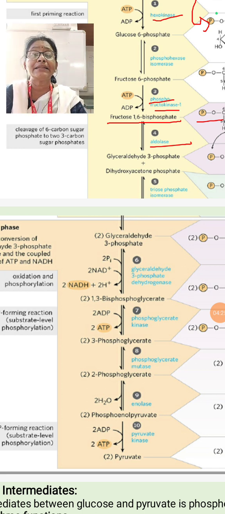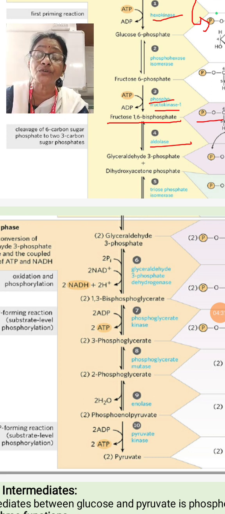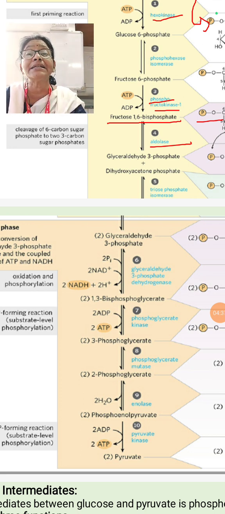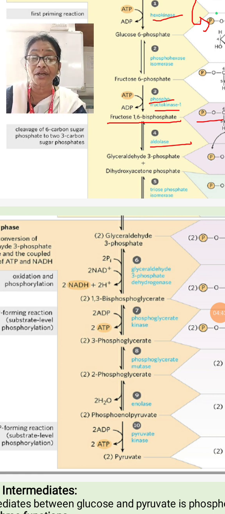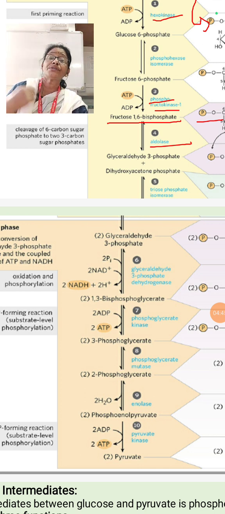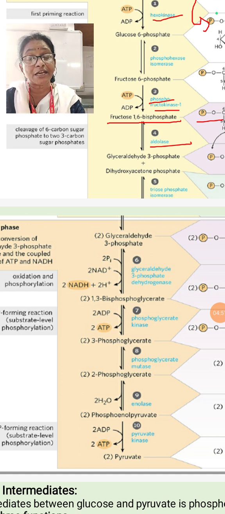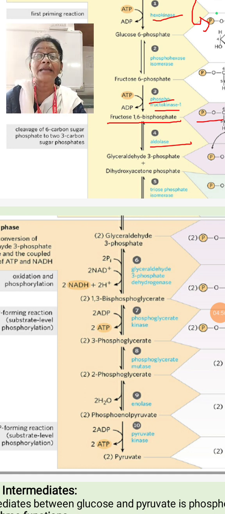Is it clear? And then this 3-phosphoglycerate is converted into 2-phosphoglycerate. 2-phosphoglycerate is converted into phosphoenolpyruvate, and then phosphoenolpyruvate is converted into pyruvate. Again here the second molecule of ATP is formed by the same reaction, that is substrate level phosphorylation. Again as I told you, in substrate level phosphorylation the phosphoryl donor is a phosphate rich substrate, that is phosphoenolpyruvate, which donates phosphate to ADP, and we get ATP.